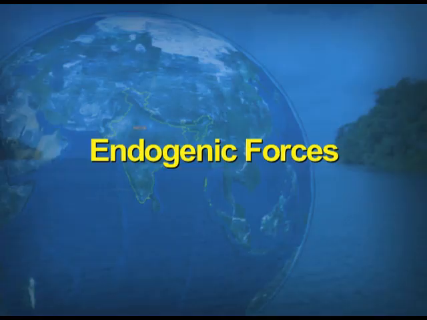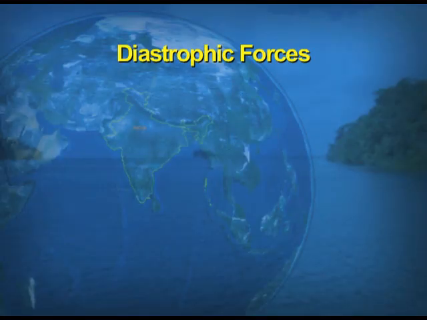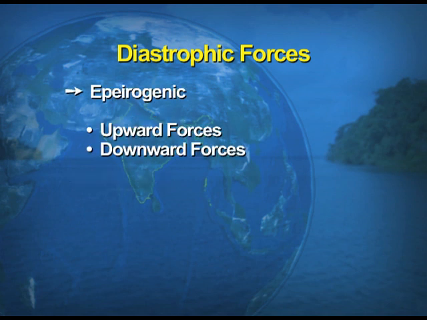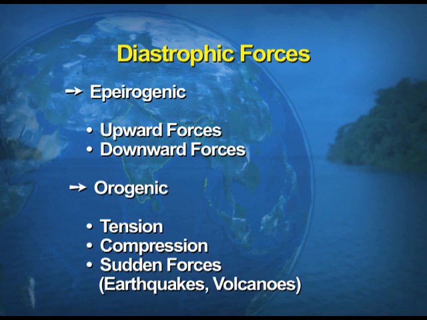Now look at the endogenic forces. As I have told you, they are diastrophic, and diastrophic is further divided into aperogenic and orogenic. Look at the screens and the diagram will be clear to you that aperogenic movements are the upward forces as well as the downward forces, whereas the orogenic forces are tension, compression, and there can be the sudden movements in the form of volcanic eruptions or earthquakes.